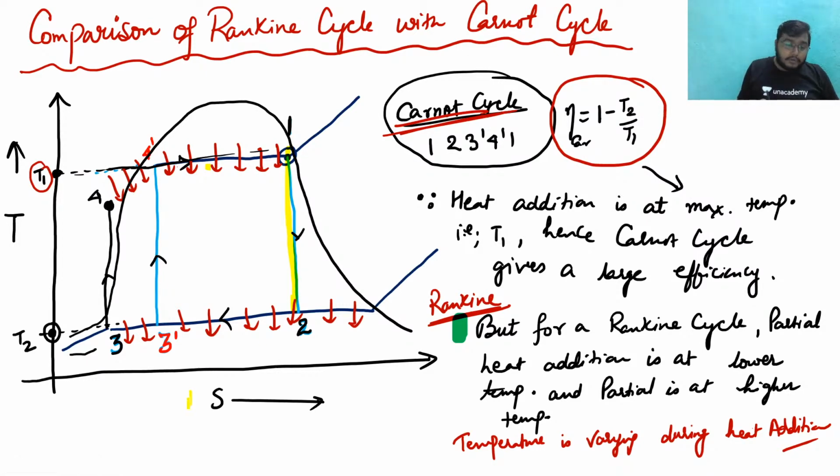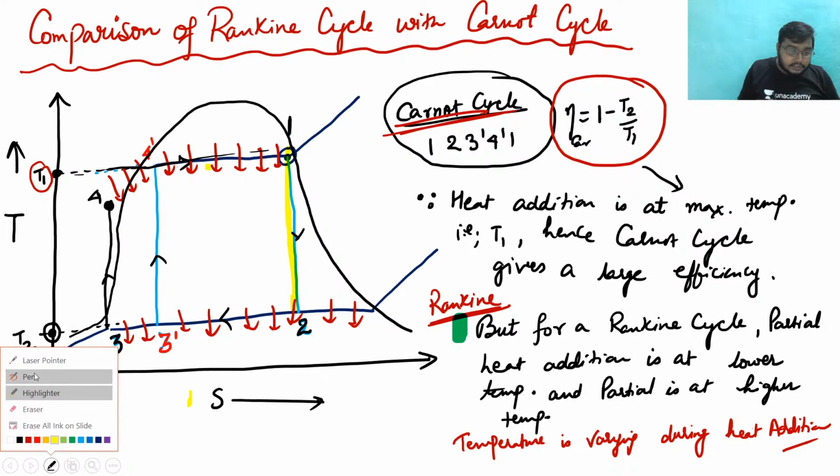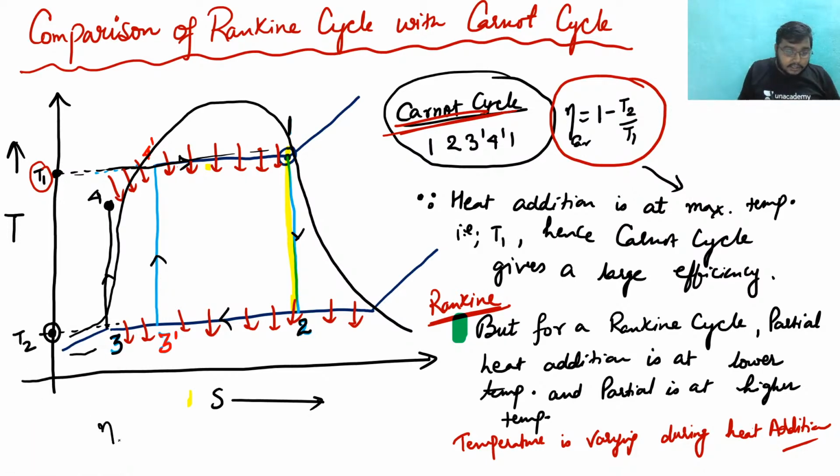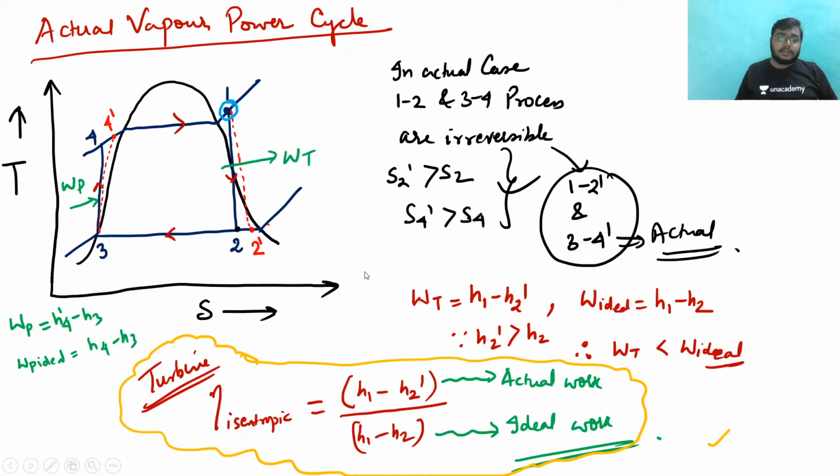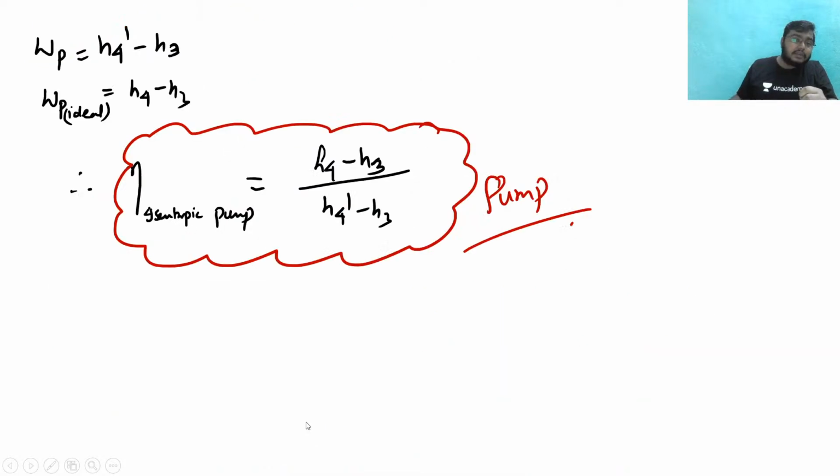And see, always we have seen that Carnot efficiency will always be greater than Rankine efficiency. Next thing is that the temperature is less. Next, we have seen the concept of mean temperature of heat addition. Actual vapor power cycle: what is happening in the actual case, and the isentropic efficiency related to that, as well as isentropic pump efficiency. These things we have seen.